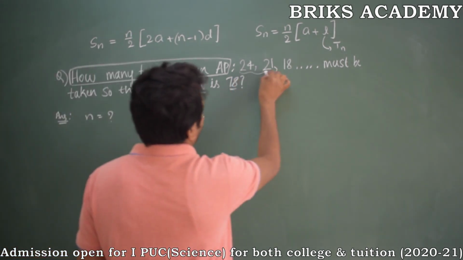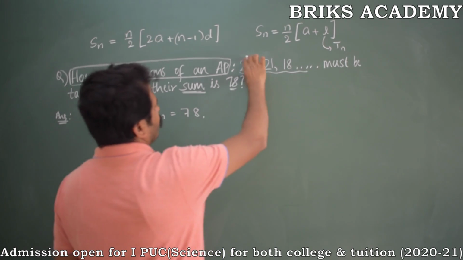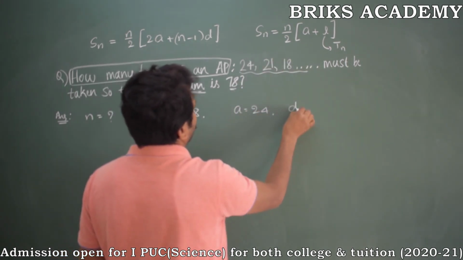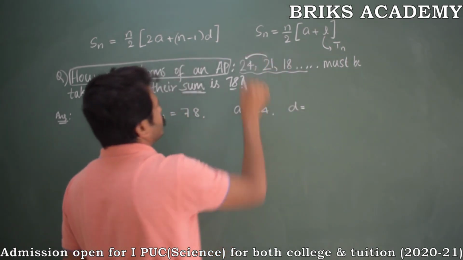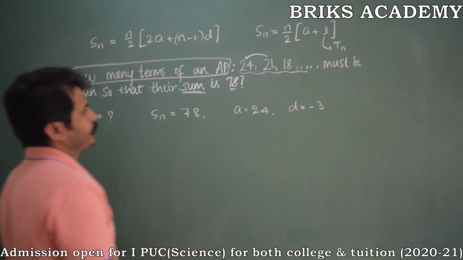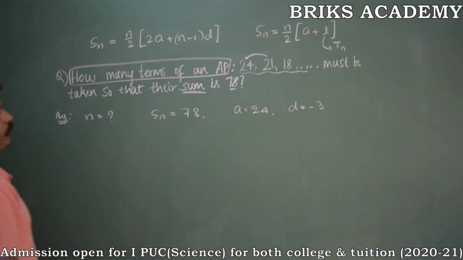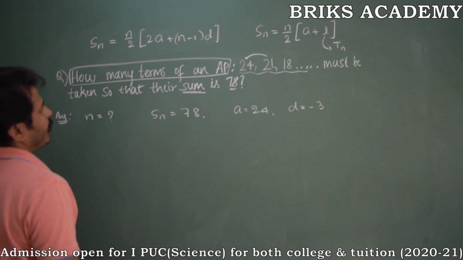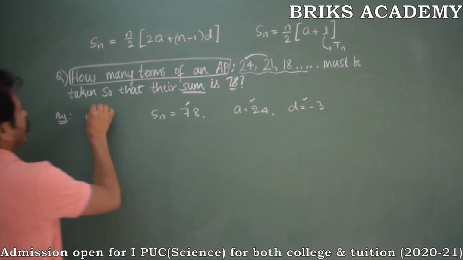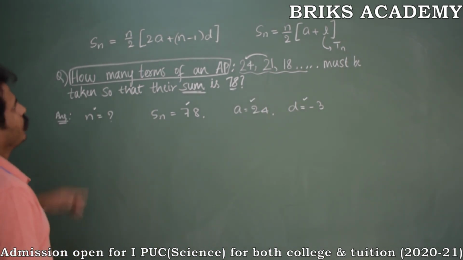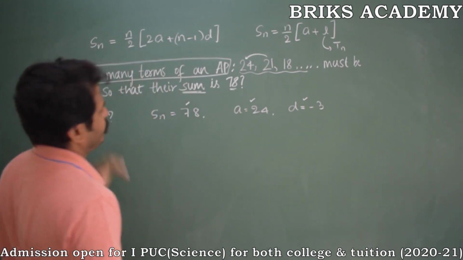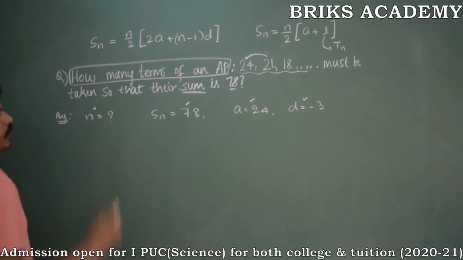And AP is given. Using this AP, we can collect the first term which is 24 and the common difference is 21 minus 24, that is minus 3. Term minus its previous term. So which is the formula suitable for this data? Sn is given, a is given, d is given, they ask you to find out n. So this formula suits this data.